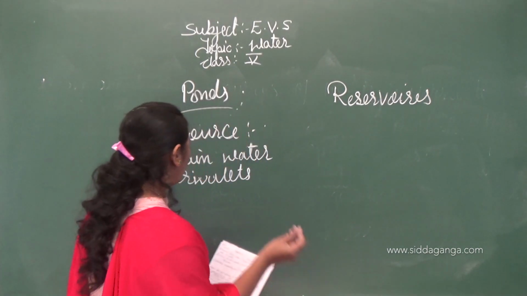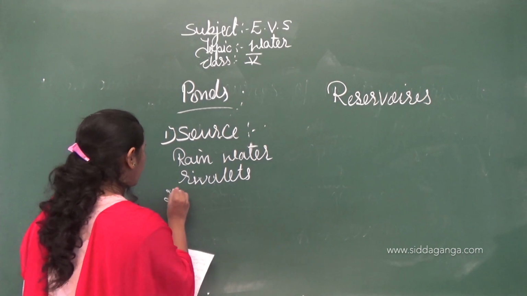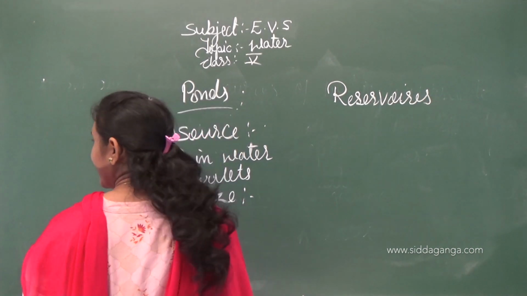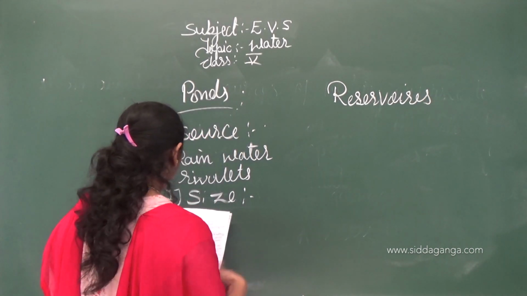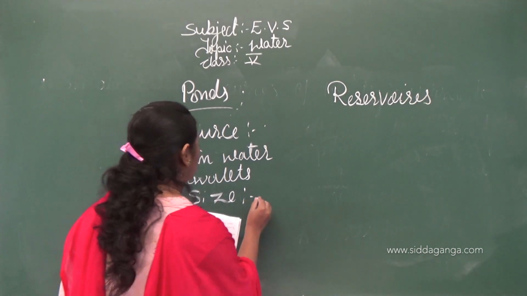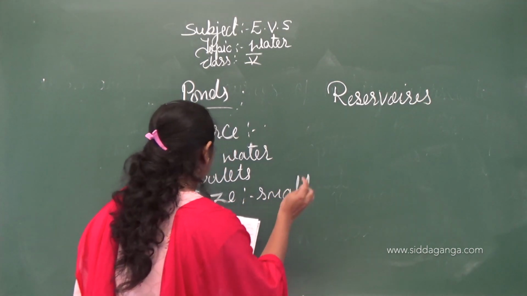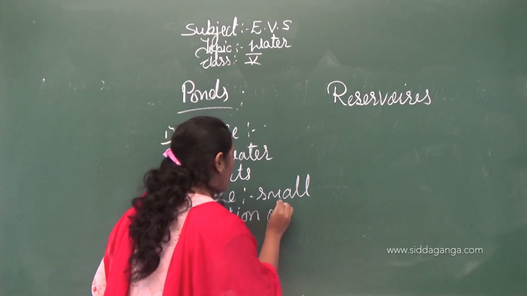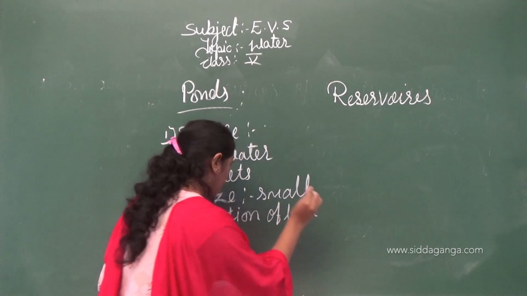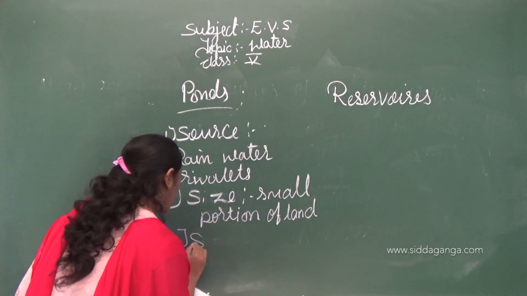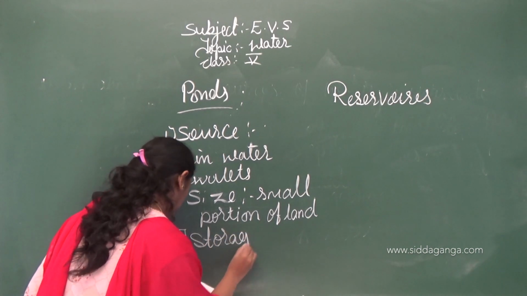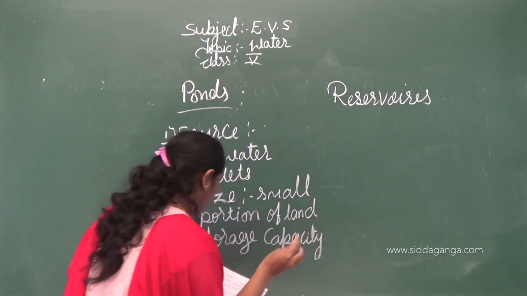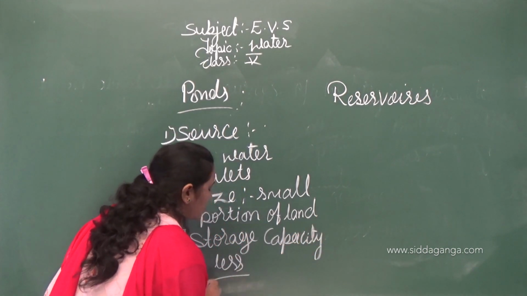See here, pond. Second one, size. Ponds: small portion of land. Okay. Storage capacity: storage capacity very less. Okay.